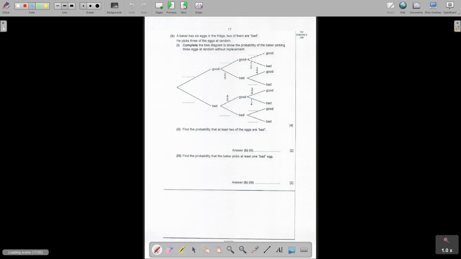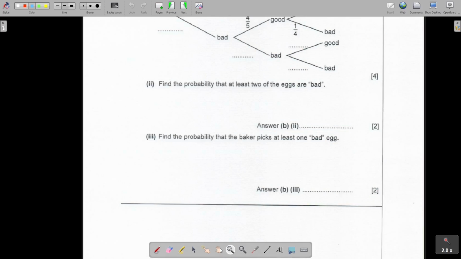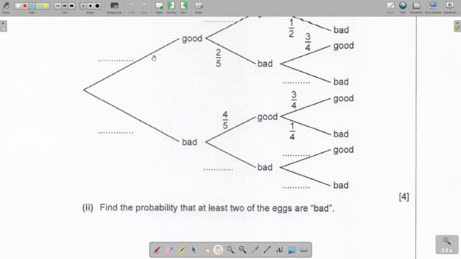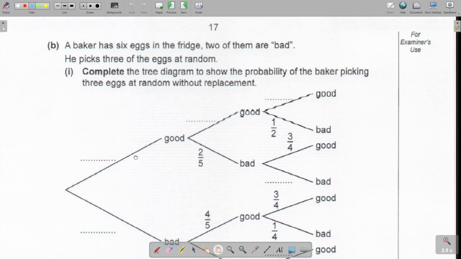Okay, let's go to the next one, number B. Now, number B is a bit more difficult, but they gave you the tree, and it's going to help you a lot. So, in this case, they say a baker has 6 eggs in the fridge. 2 of them are bad. Now, how many are good then? 4. He picked 3 of the eggs at random. Complete the tree to show the probability that the baker picked 3 eggs at random without replacement.